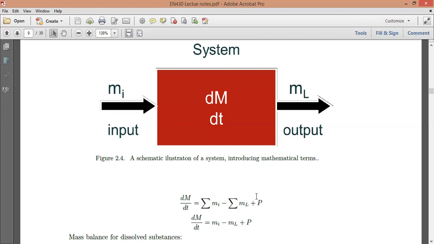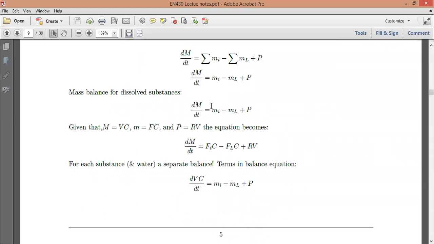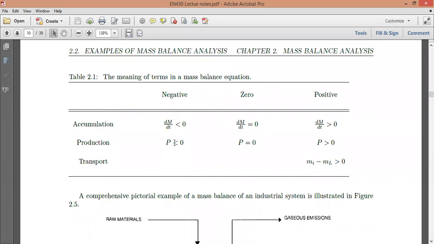So it's basically sucking up the material. Our inputs would be more than the output value for millimole, because there's something that is eating up the millimole inside the pot. That's the understanding of P being negative. I hope I've explained that.